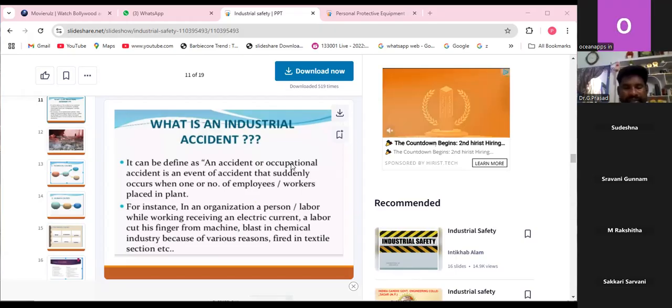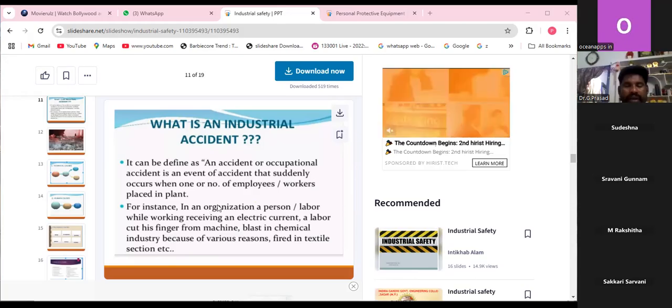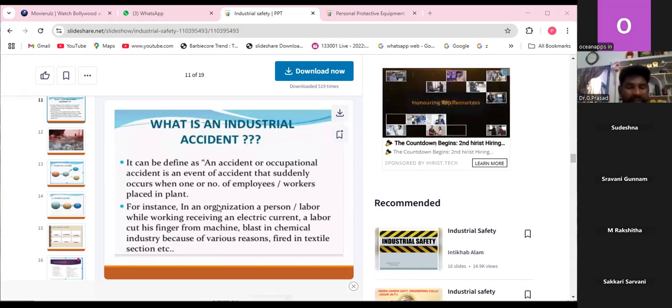a fire in the textile section. Here is a small example. So suddenly if you touch it, then you have to cut your finger. Otherwise, there is a lot of loss for the particular person.